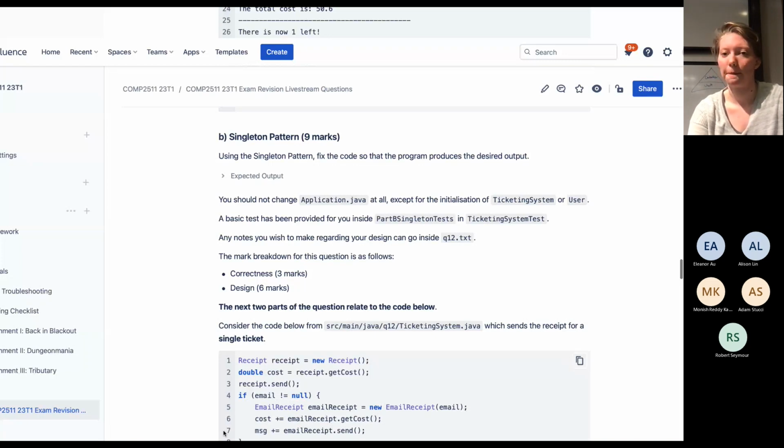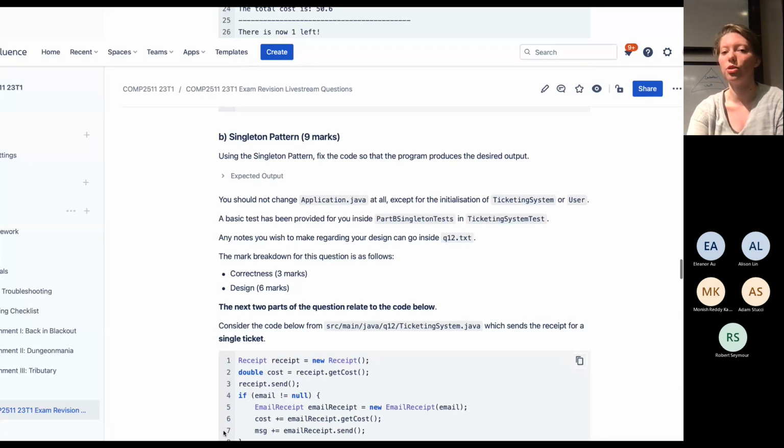Sorry. Does what need to be static? Well, you're only ever creating one object of the class. So static is when you have, yes, sorry.